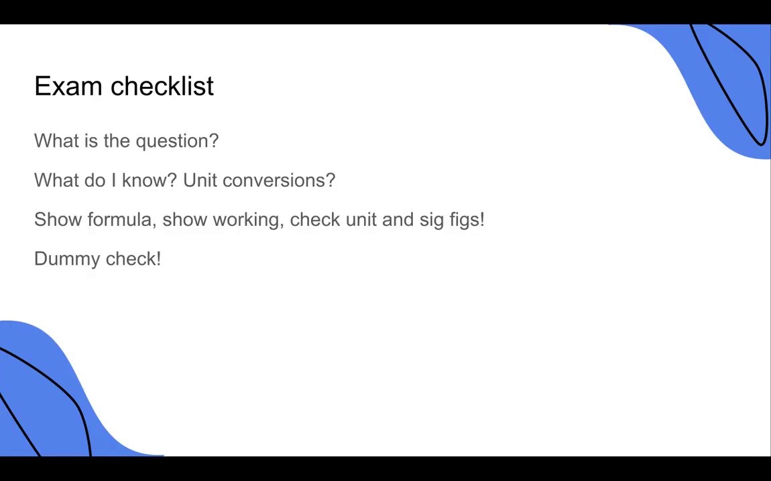And once you've got the answer, check your unit and significant figures. With science, you need to match your significant figures with the one that's given in the exam question. And the last step is a dummy check. Is the number supposed to be increasing? Is it supposed to be decreasing? Does it seem right in terms of the relationship of the formula, whether it's proportional or inversely proportional?